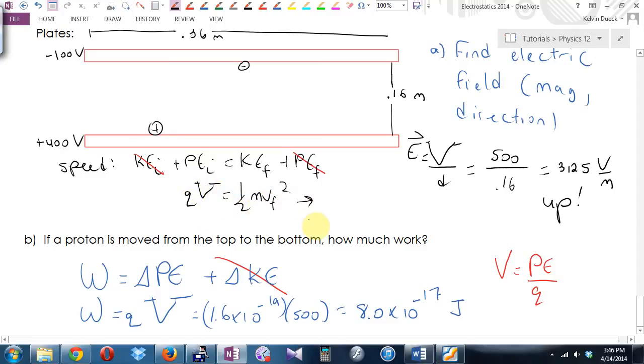In both of these, you get QV equals a half mv squared. I swear this was from the quiz that we marked most recently. We ended up with V final being the square root of 2QV over mass.